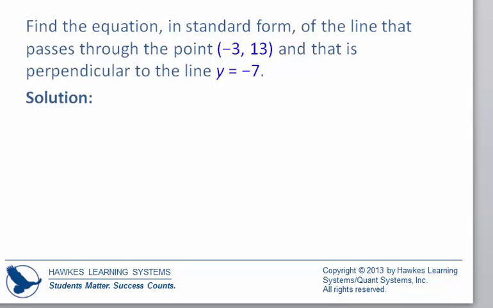Our next example says, find the equation in standard form of a line that passes through the point (-3, 13) and that is perpendicular to the line y is equal to -7. Now, it is possible that this could be a very easy problem to work if you recognize that this line, because it only has one variable, is either horizontal or vertical. And remember further that if the only variable that you have is a y, then that makes that a horizontal line.